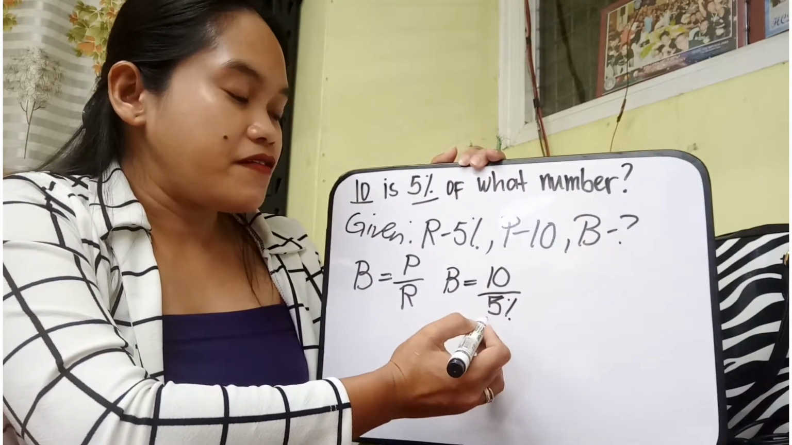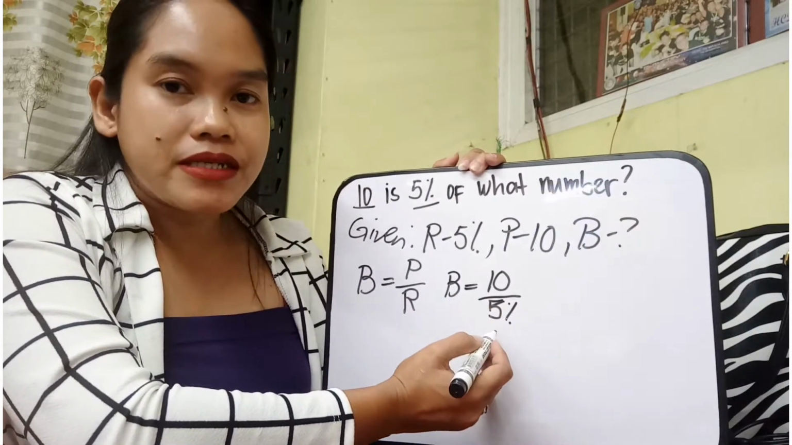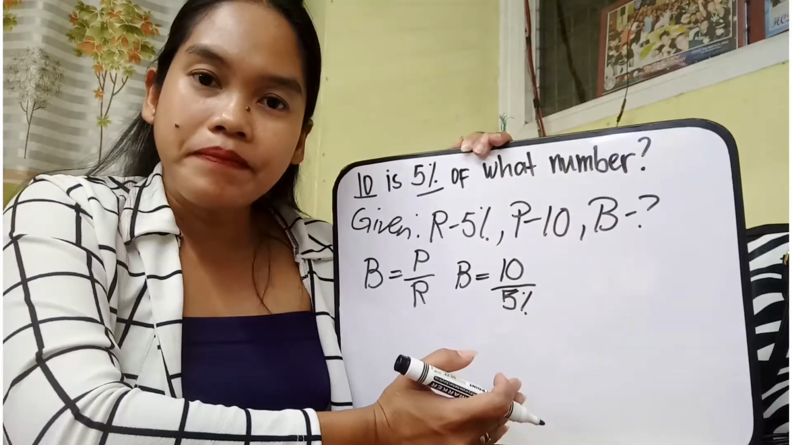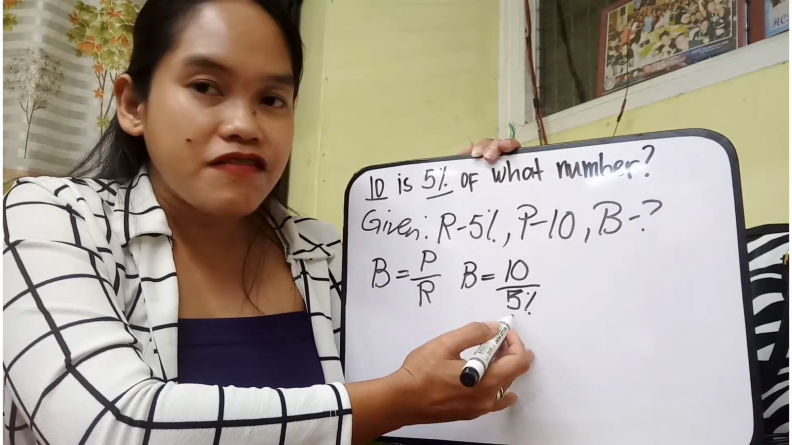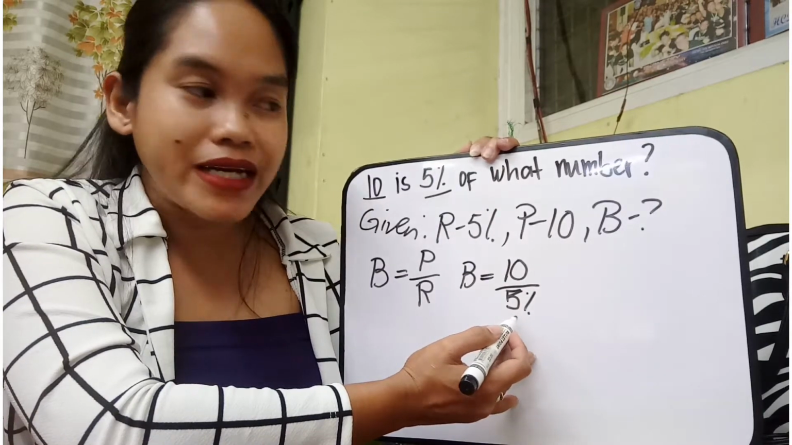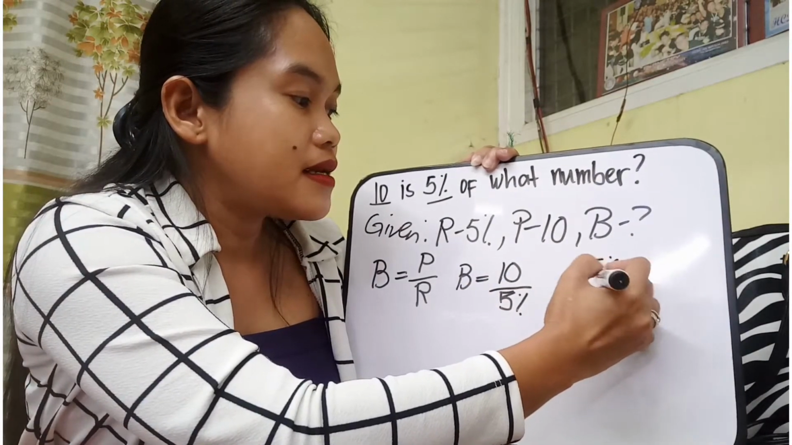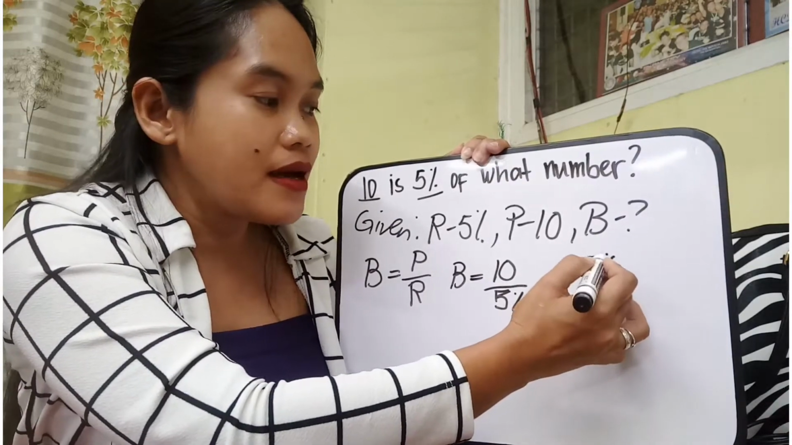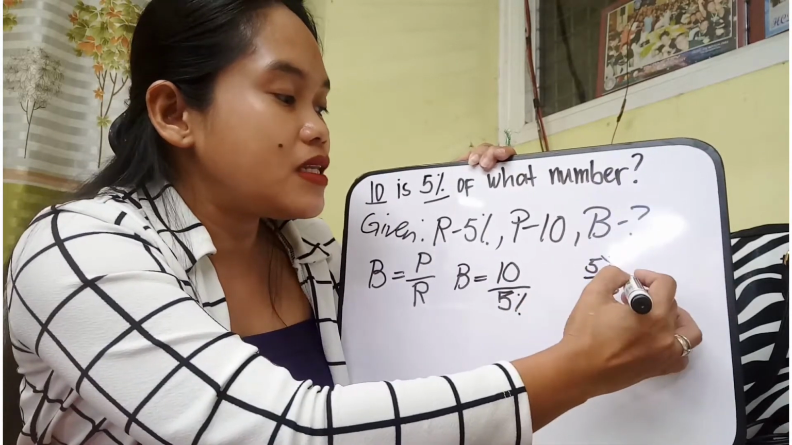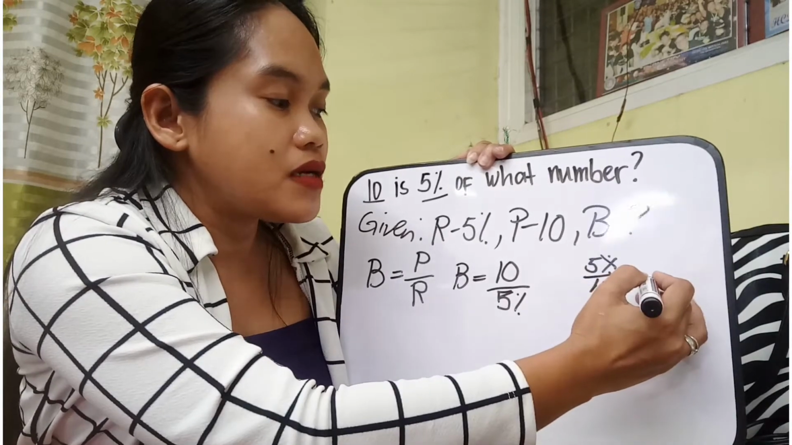Paano natin i-divide si 5%? Para mag-divide tayo ng percent, para mawala itong percent sign natin dito at para makapag-divide tayo, ang gagawin natin is i-divide natin ang ating 5% sa 100. So, 5% divided by 100. Kapag i-divide mo yan, automatic mawawala na itong ating percent sign. So, 5 divided by 100 is equal to 0.05.